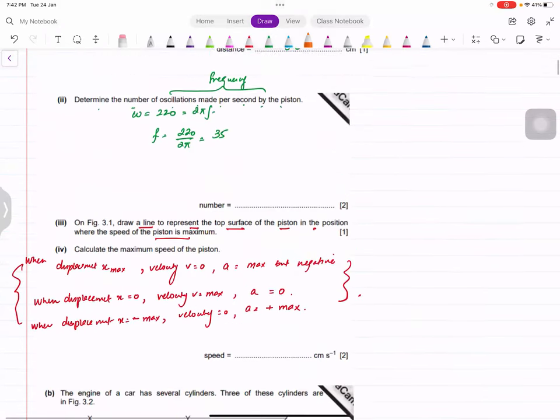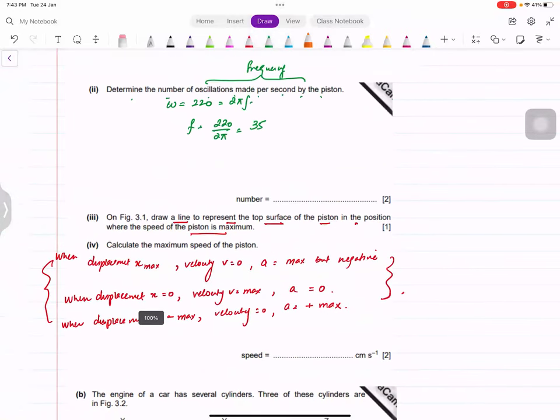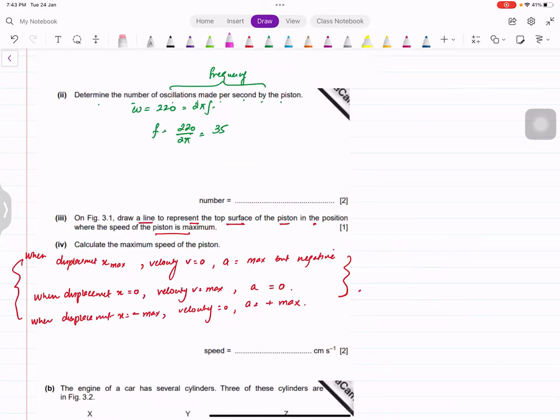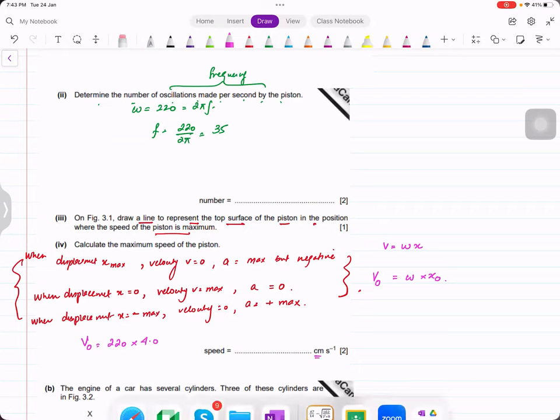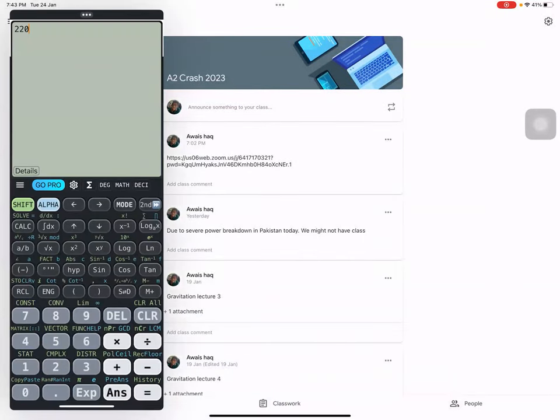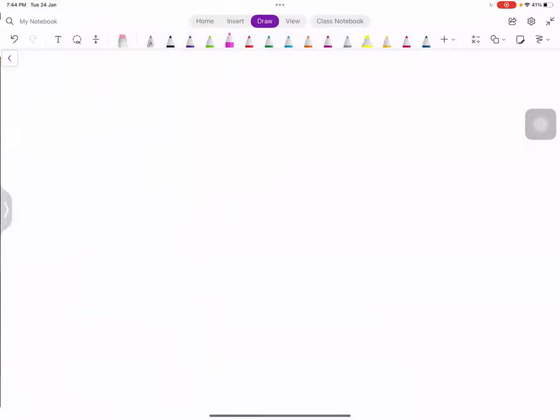All right. Now, it says calculate the maximum speed of the piston. You remember a formula that I taught you back in circular motion: the tangential velocity is equal to omega r. So the maximum velocity, which is called V naught, is equal to omega times the maximum displacement. We multiply the omega, which is 220, with the maximum displacement, which was 4 centimeters. Because here it is centimeters, I'm just going to multiply 4 directly. 220 times 4 is 880.